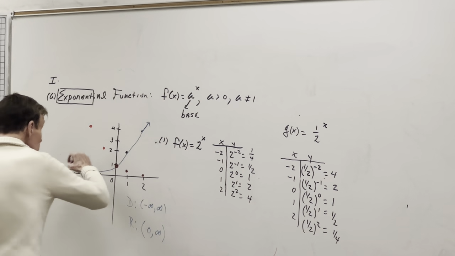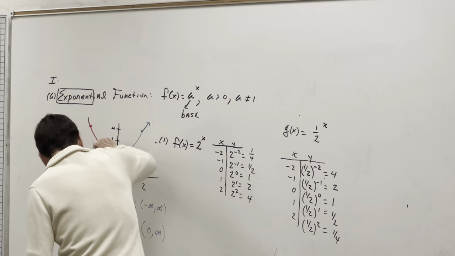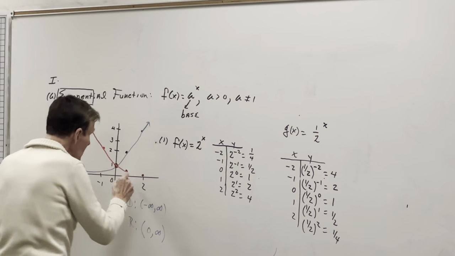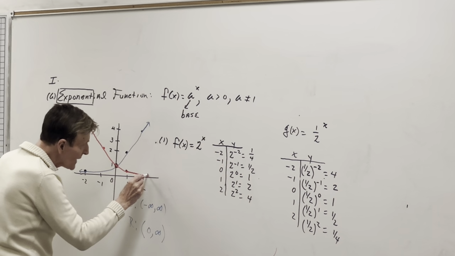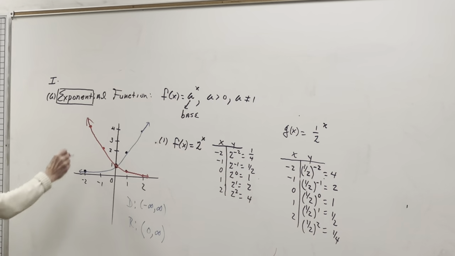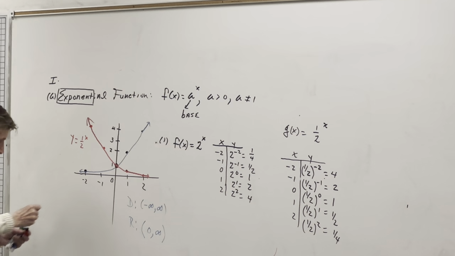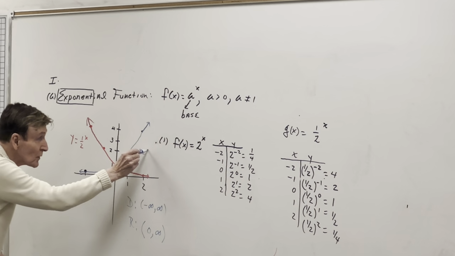Guys, connect these. Get these connected. And on down. Close to the x-axis, does not touch it, as Phil told us earlier. And there's the graph of, in red, 1/2 raised to the x. The blue, y is equal to 2 raised to the x.